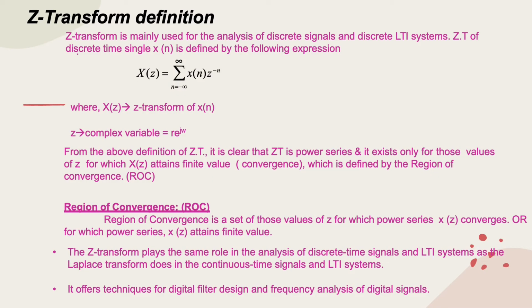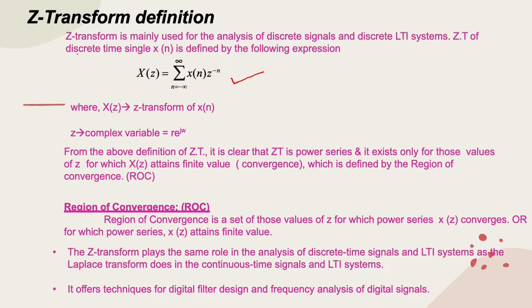Z transform definition is X of z equal to sum of n equal to minus infinity to infinity x of n z power minus n. So this is the Z transform definition. It is used for analysis of discrete time signals and discrete LTI systems. Here z equal to r e power j omega.